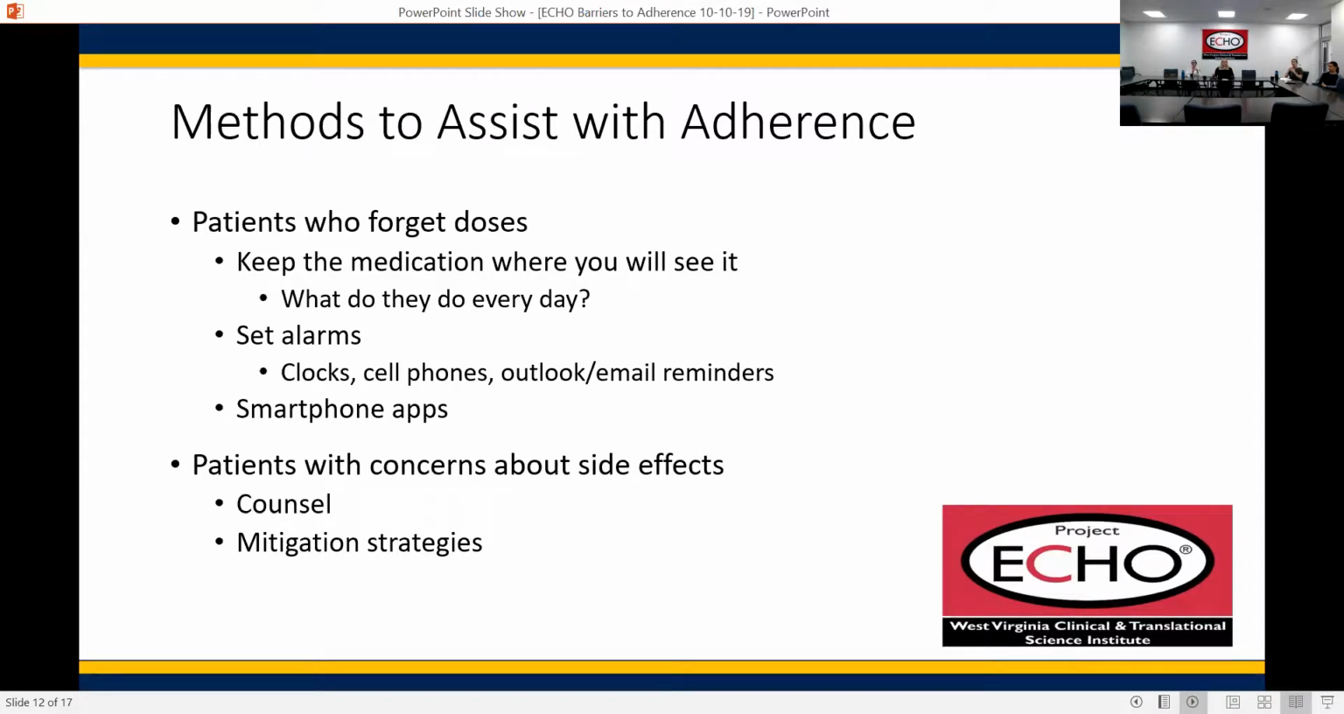Something I always ask is, what is something that you do every day? Because then you can just leave the medication there. Do you make coffee every day? Put it right in front of your coffee pot. So every day when you go to make coffee, you take your medication. Put it on your nightstand where you're going to see it.